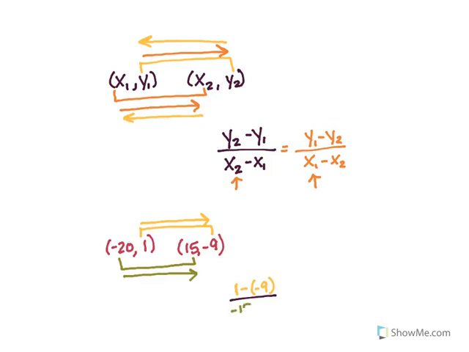I'm going to have negative 20 minus 15. So this is the same thing as a big plus sign. So we'd have 10 over negative 35. And we can simplify that. 5 goes into 10 twice, and 5 goes into 35 7 times. So it's negative 2/7. That would be our slope.